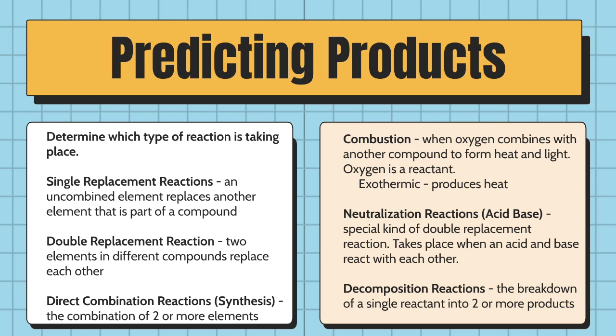In a combustion reaction, oxygen combines with another compound to form heat and light, and oxygen acts as a reactant. It is exothermic because it produces heat. In a neutralization reaction, a special kind of double replacement reaction, it takes place when an acid and base react with each other. In a decomposition reaction, a single reactant breaks down into 2 or more products.